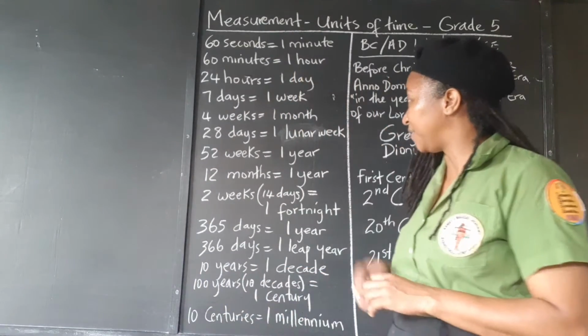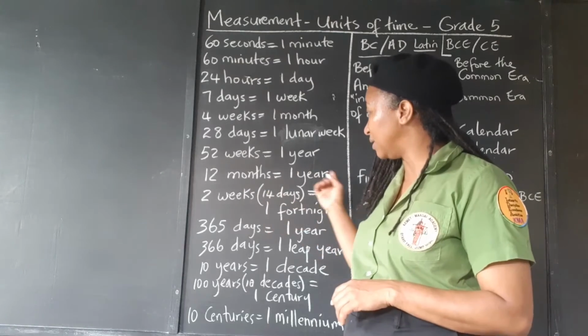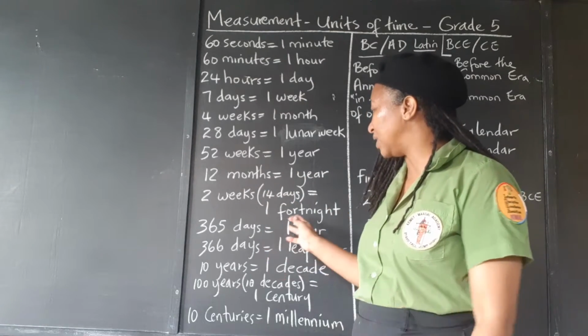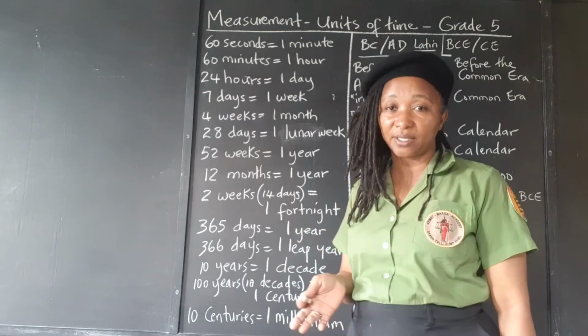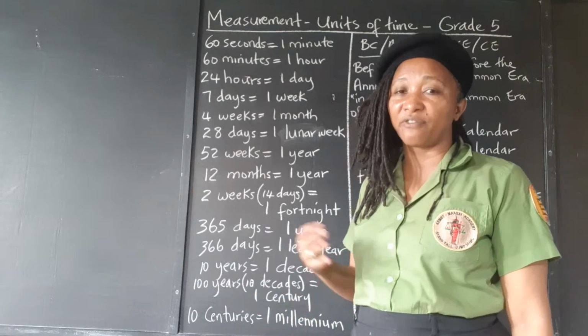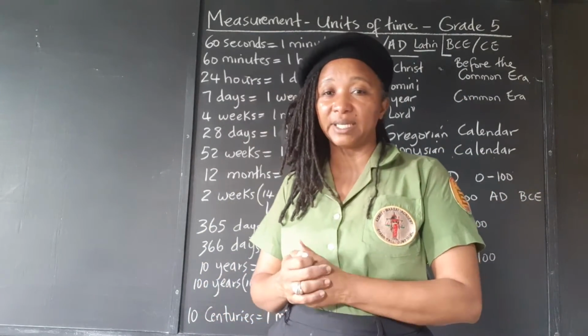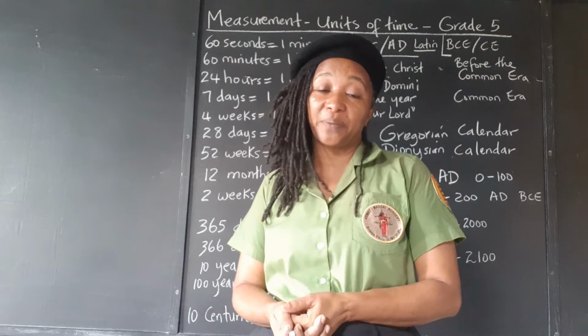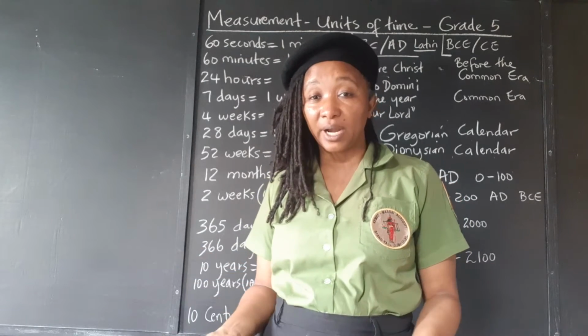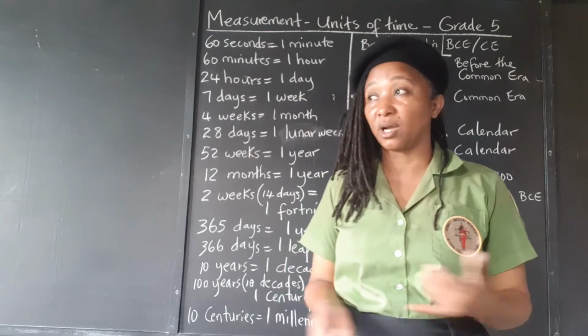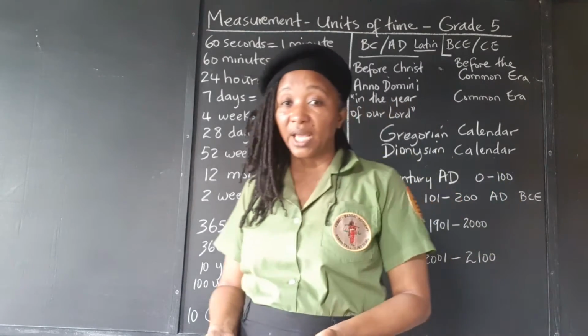So 52 weeks in a year, 12 months in a year. Now we have what is called a fortnight, which is really 2 weeks or 14 days. Every 14 days, that's a fortnight. Some workers get paid every fortnight, every 2 weeks. Some workers get paid weekly, every 7 days.